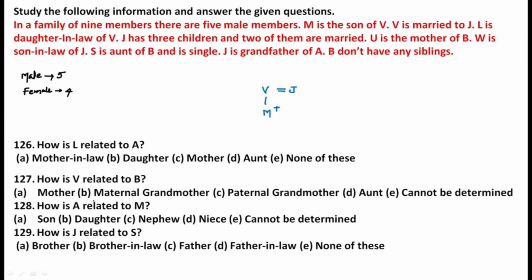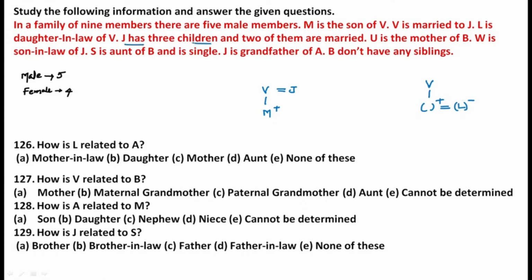L is the daughter-in-law of V. Guys, how can we conclude this statement? L is the daughter-in-law means the person V has a son and the son married someone. Why? Because L is the daughter-in-law of V. But up to now we can't confirm that M's wife is L. Maybe some other person is there in the family.